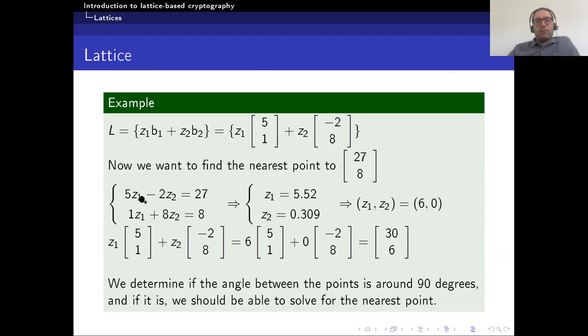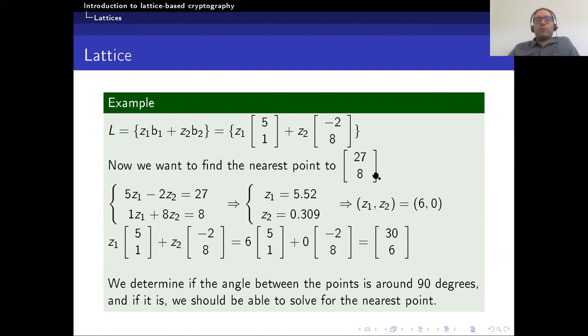Z1, based on these equations, will be equal to 5.52, and Z2 is equal to 0.3. Since Z1 and Z2 should be integer values, we have to round them. So Z1 and Z2 will be equal to 6 and 0. If you place these values of Z1 and Z2 into your lattice, you see that it results in the point (30, 6). This point is the nearest point to this given point.